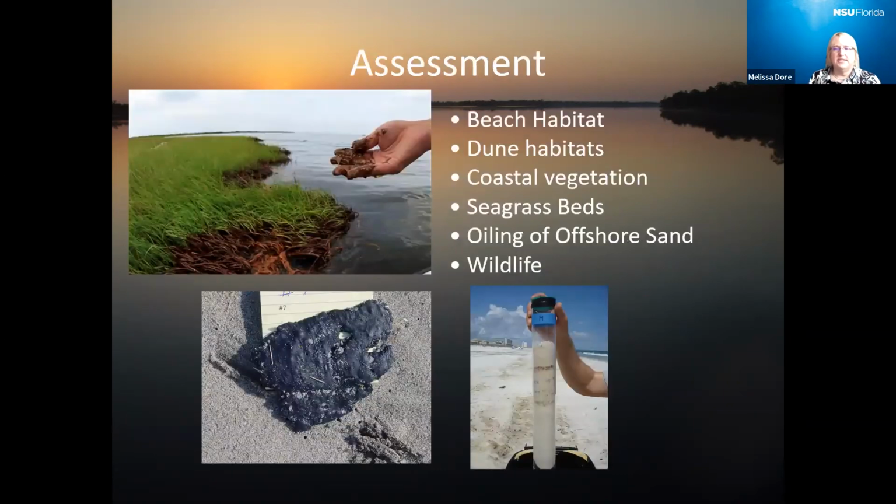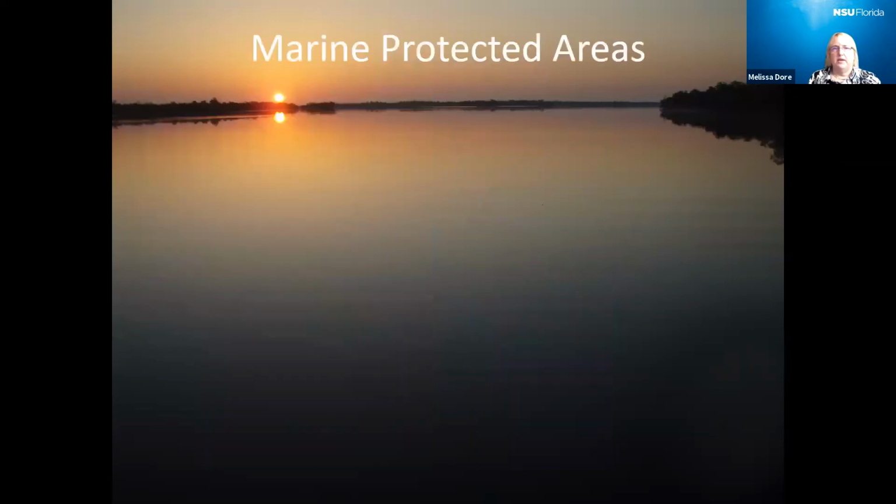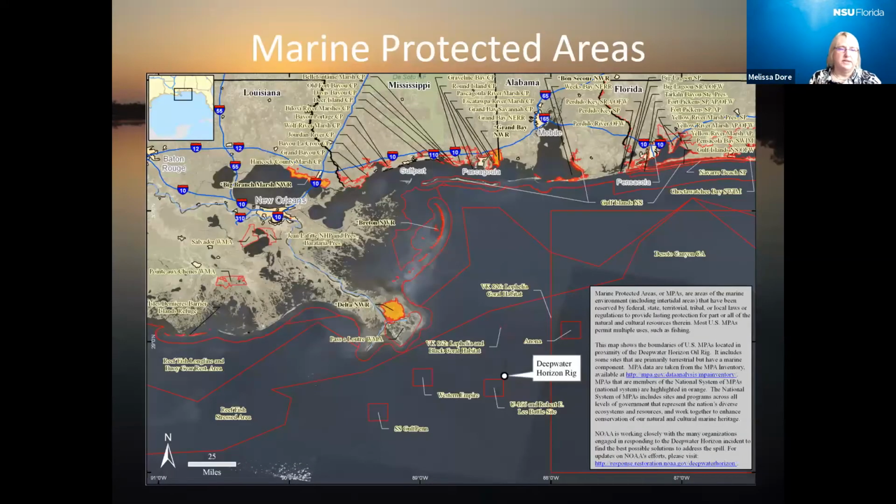So when we're doing the assessments, you can see this is one of the pictures of the dunes. You have the tar balls there. For the assessment, we looked at beach habitat, dune habitat, coastal vegetation, which is some of the grasses, the seagrass beds, and we also looked at oiling of offshore sand, and that's what the bottom right-hand corner is. You can see actually where the oil is in the sand in the core. And we also looked at the wildlife. So there are a ton of marine protected areas here in the Gulf of Mexico.